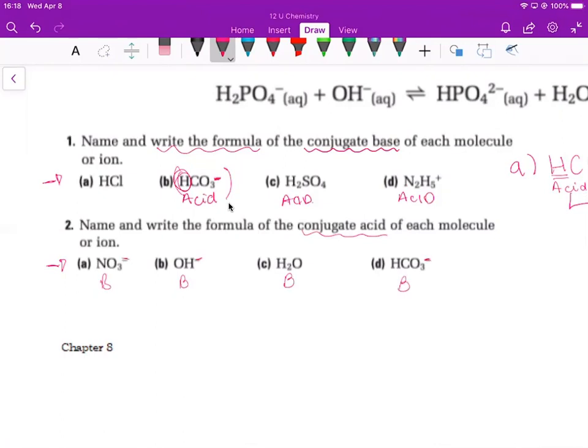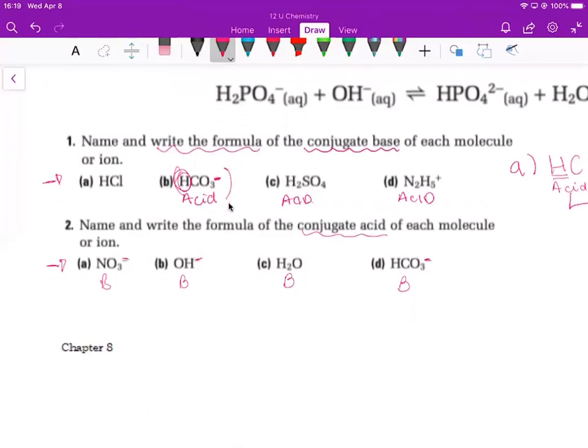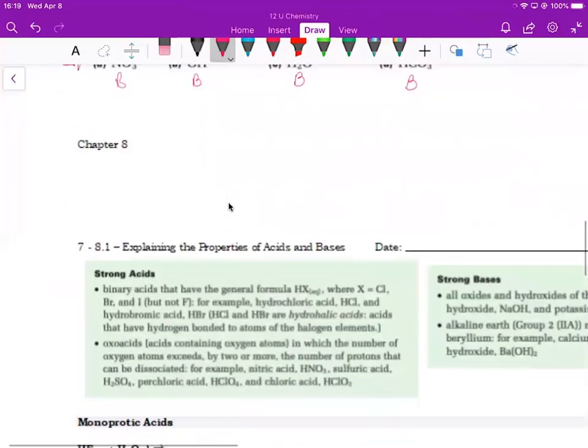Okay, whenever I see a negative, I'm usually thinking that it's going to act as a base. Why? Because it's going to accept a positive proton. Negative is attracted to positive. Positive is attracted to negative or wants to get rid of the extra positive charge. So I hope that helps you out.